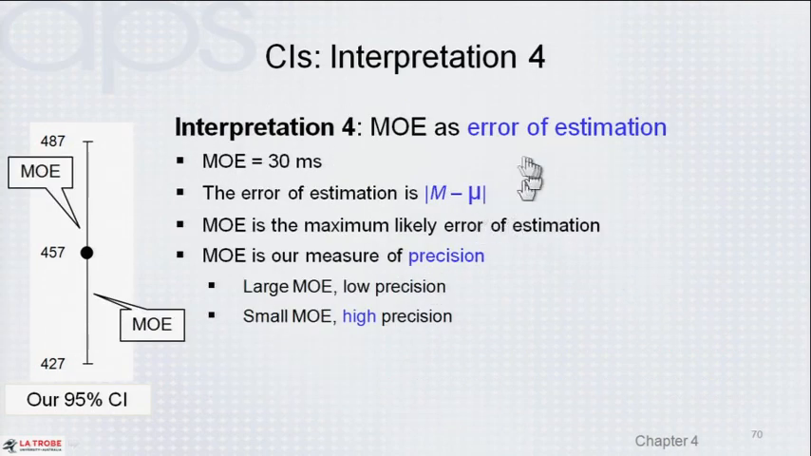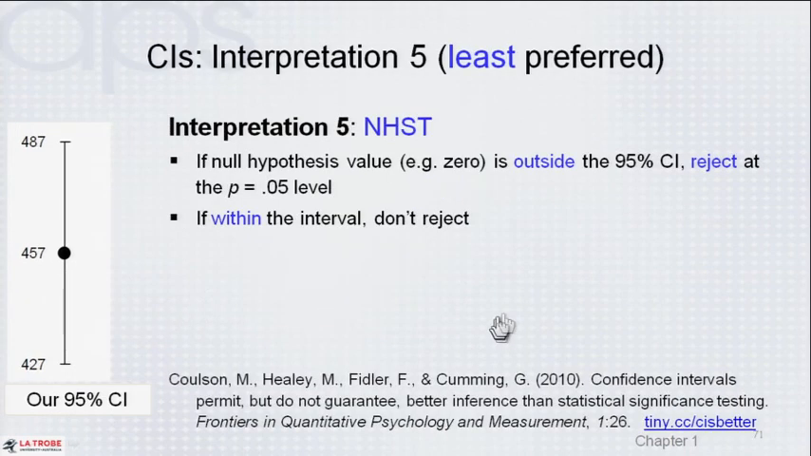The fourth, we can think in terms of MOE and estimation and precision and focus on the poll with a MOE of 2%. So that 2% is an estimate of maximum likely error of estimation. That 2% is a measure of precision of our study. Large MOE, low precision, small MOE, high precision. Do we like short intervals? We do. And I'll barely mention it, but we could translate to significance testing.